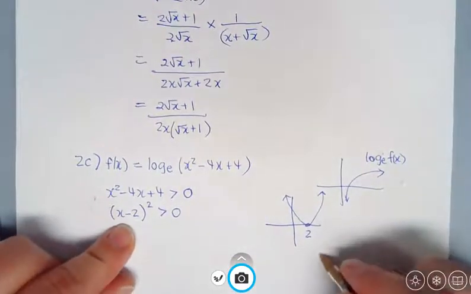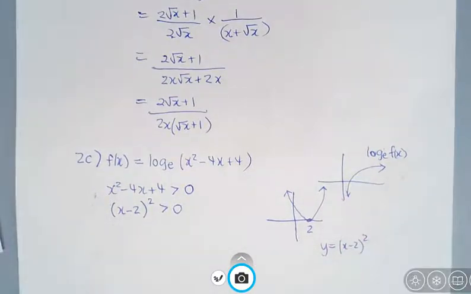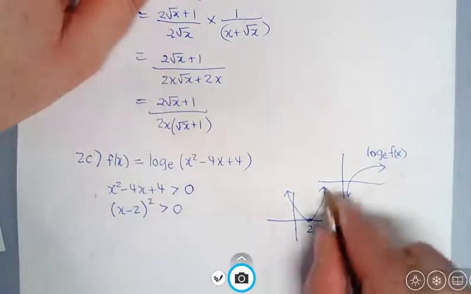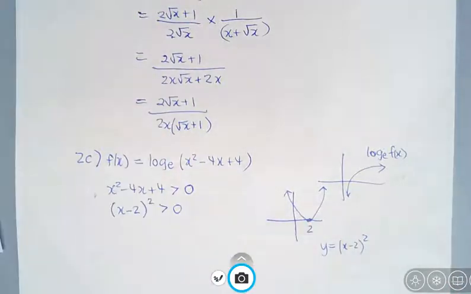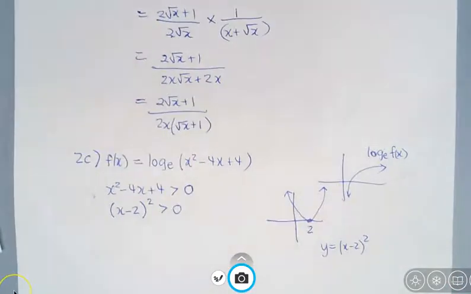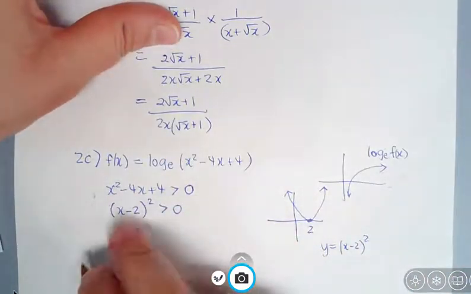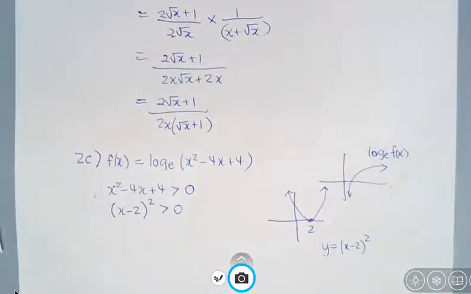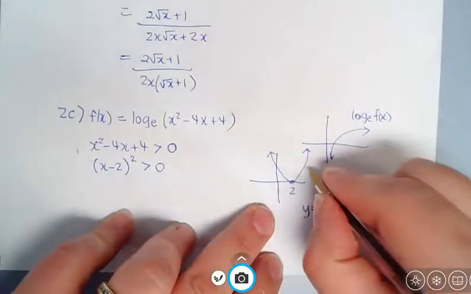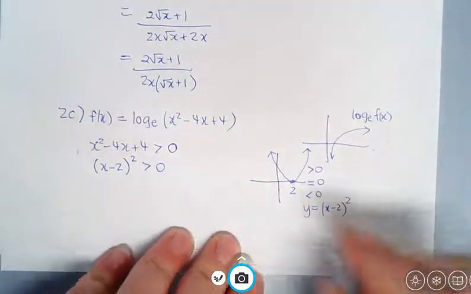If I was to sketch y equals x minus 2 squared, we know that is the parabola x squared shifted 2 units to the right. So where is this parabola greater than 0? It looks like it is greater than 0 for all real x. Remember, it's greater than 0 above the line, it equals 0 on the line, and it's less than 0 below the line.